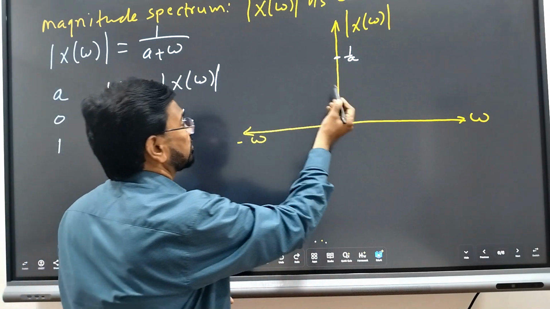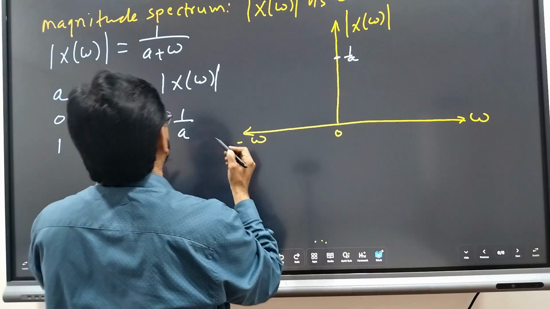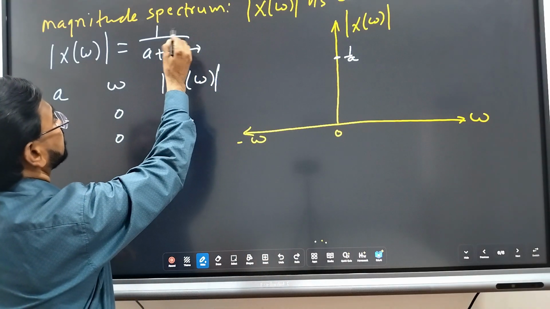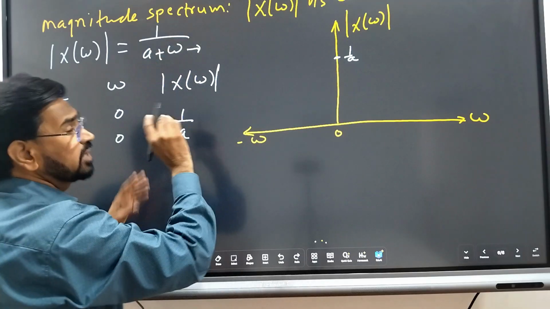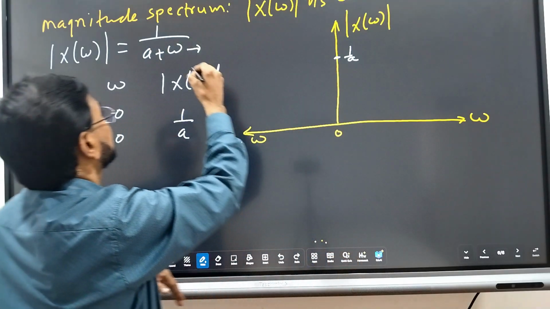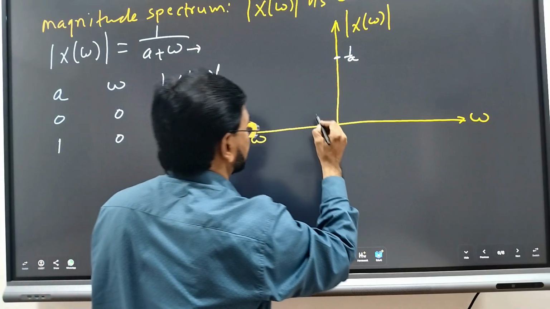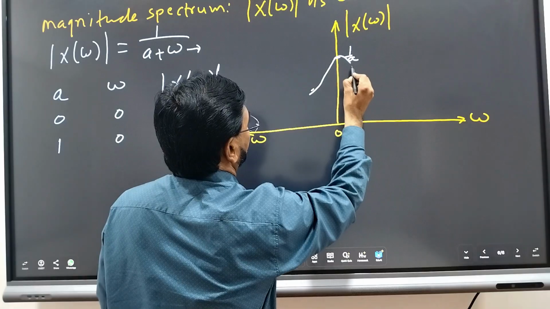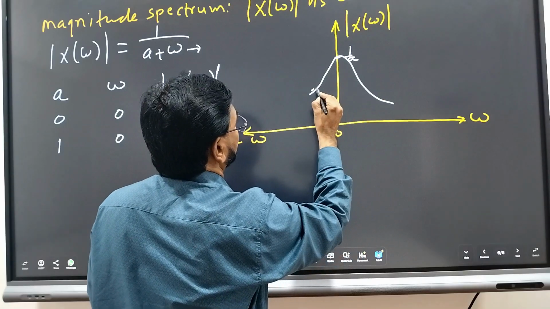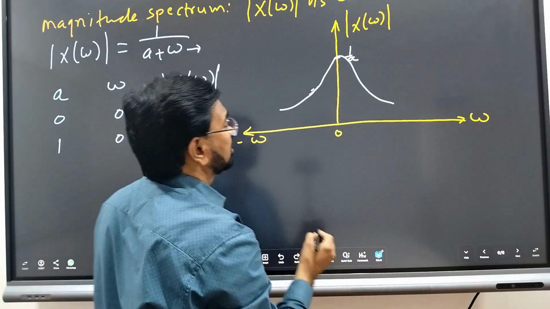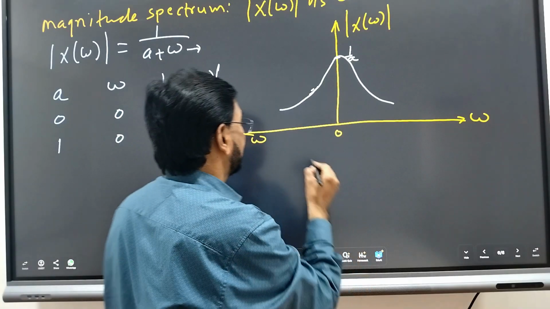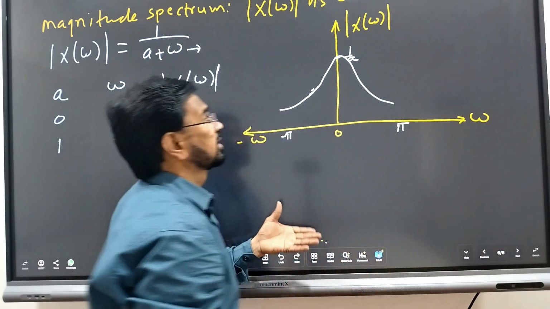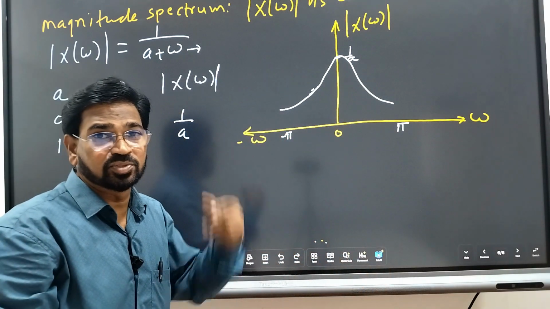So what will happen? The numerator is constant. If you change omega, the magnitude of X of omega will decrease. If you increase the value of omega, it will decrease. So we'll get a plot like this for different values of omega, from minus pi to plus pi. This is the magnitude spectrum.